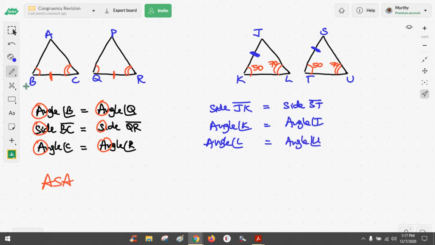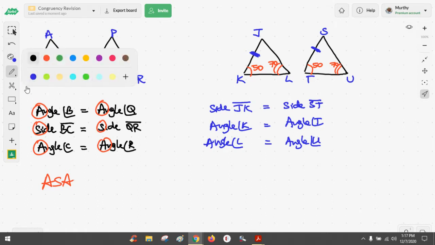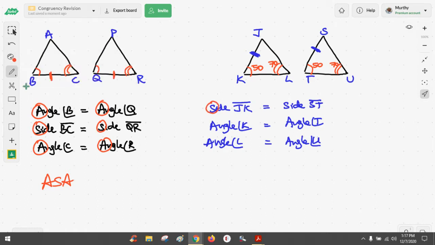Now, are they congruent? Then you may get a doubt: do we have SAA congruency? Obviously no, but I see that side equals side, angle equals angle, and angle equals angle. So can it still become ASA? You may get a doubt.